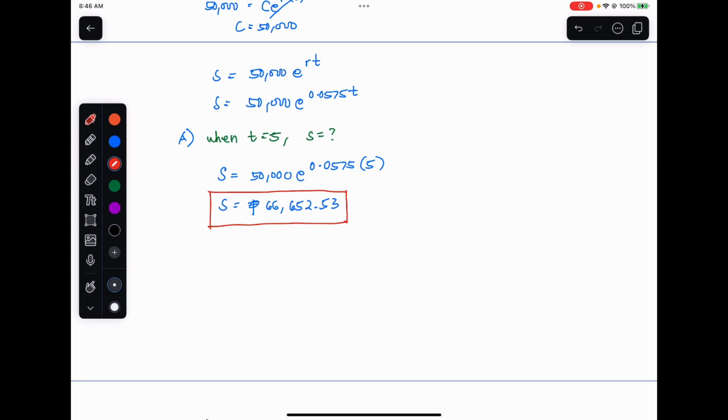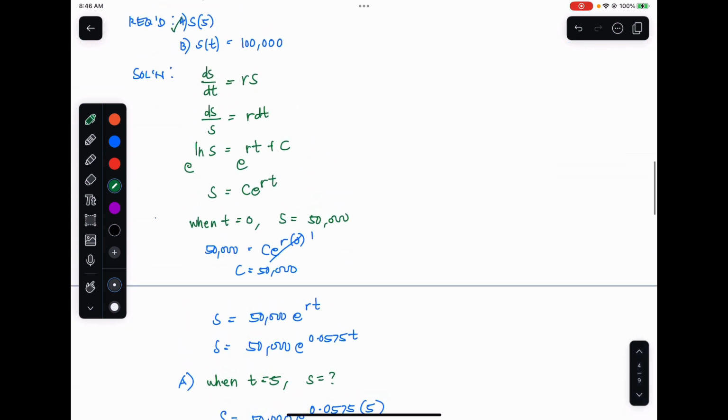So the interest that you got from your initial amount for the savings account of 50,000, you subtract it, so you earn 16,652.53. So that's after 5 years, given that the interest rate is 5.75%.